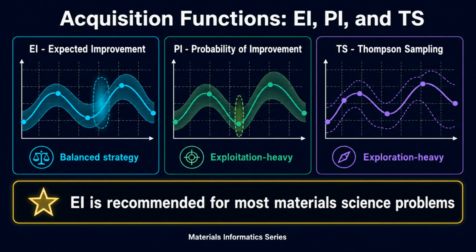PHYSBO supports three acquisition functions, each with different characteristics. Expected improvement, or EI, provides a balanced approach and is the default choice for most materials science problems. It naturally adapts to the optimization landscape. Probability of improvement, or PI, is more exploitation-heavy, focusing on regions near the current best. Use it when you're close to optimal and need refinement. Thompson sampling, or TS, is more exploration-heavy and works well for multimodal functions or when running parallel experiments. For most situations, I recommend starting with expected improvement.